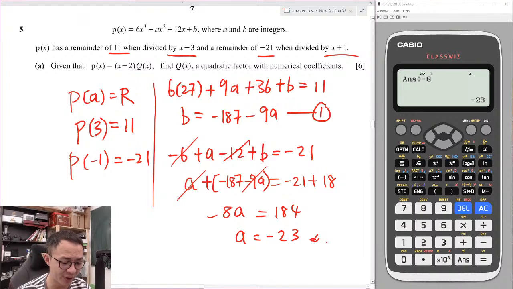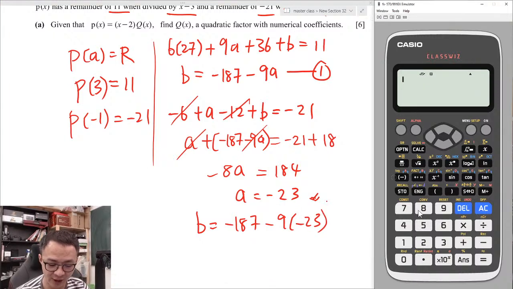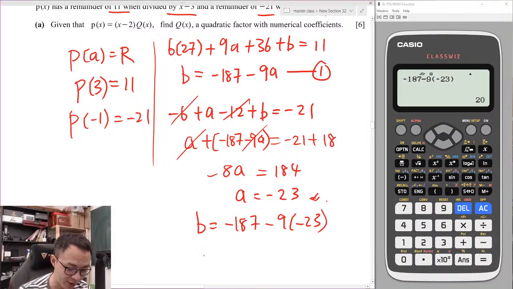Alright, then what we do is we want to find b. So b will be negative 187 minus 9 times bracket negative 23. So yeah, b is 20.